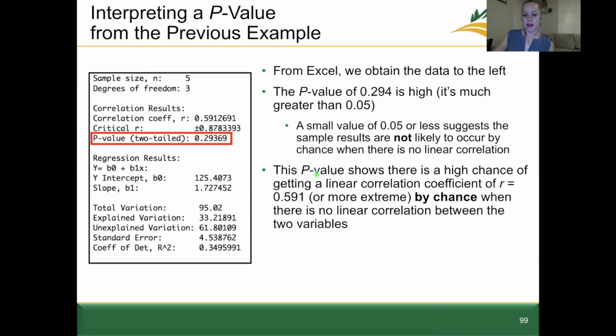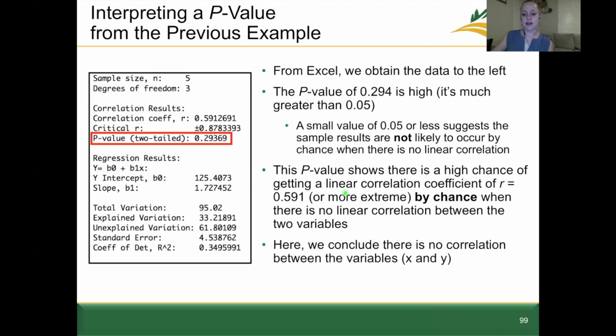When we get the p-value, this proves to us that there was a high chance of getting a linear correlation coefficient simply by chance, rather than there truly being statistical significance. So what do we conclude here? Here we say there is no correlation between the variables x and y. Why? We had an R value of 0.591. We were sort of on the fence with that one. We went and obtained a p-value, which you can do in Excel. Our p-value was very high, so from that data point, we can conclude there is no correlation between the variables x and y.